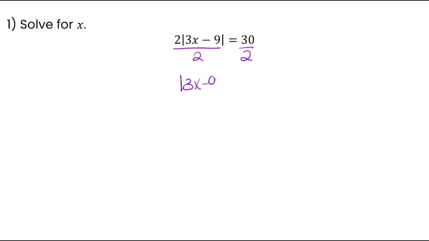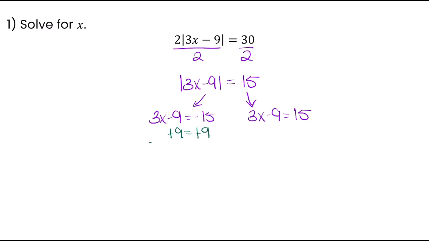is equal to 15. Now to solve, we need to separate this into two equations. So we have 3x minus 9 equals negative 15, and 3x minus 9 equals 15. Now in order to solve for x, I'm going to start off by adding 9 to both sides. When I add 9 to both sides, I get 3x is equal to negative 6. Now I need to divide both sides by 3, so I get x equals negative 2.